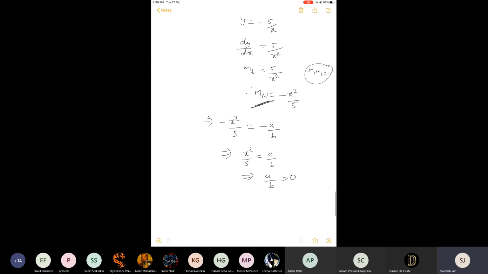So a by b is positive, and if a by b is positive, this implies a and b are of the same sign. Because if the division of two numbers is positive, then either both of them are positive or both of them are negative. This is the concept to be used here. I hope I'm clear.